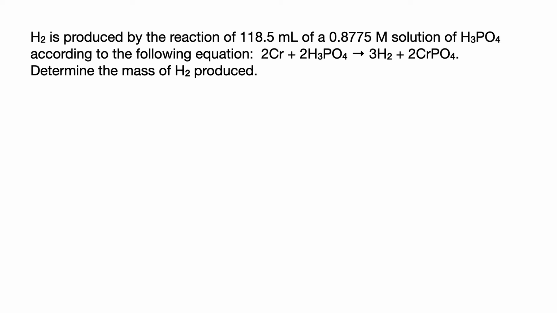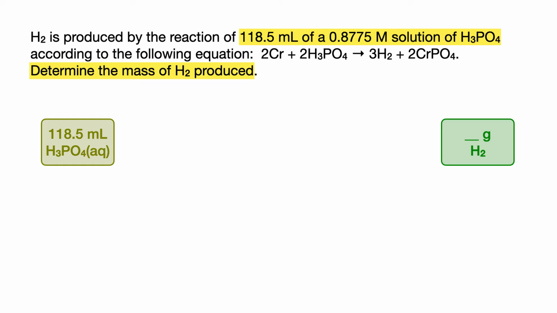Okay, so with that said, let's look at our specific situation here. We're given that we're starting with 118.5 milliliters of a 0.8775 molar solution of phosphoric acid. So that's what we're starting with. And then where we want to go is we want to determine the mass of hydrogen gas that is produced. So we want to go from the volume of phosphoric acid solution to the mass of hydrogen gas. And in my little target here, I've got that we're going to compute the mass in grams. We could compute it in kilograms or other units, but grams are often the most convenient mass unit to work with in these calculations.